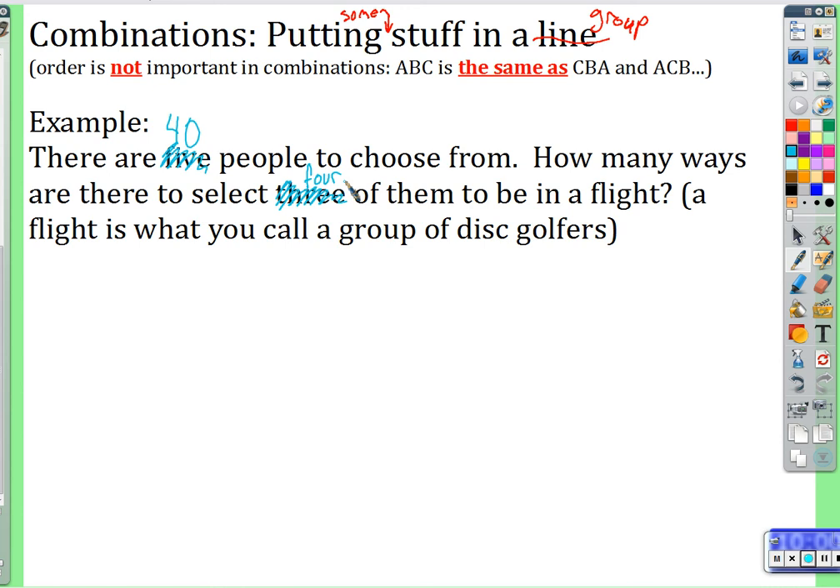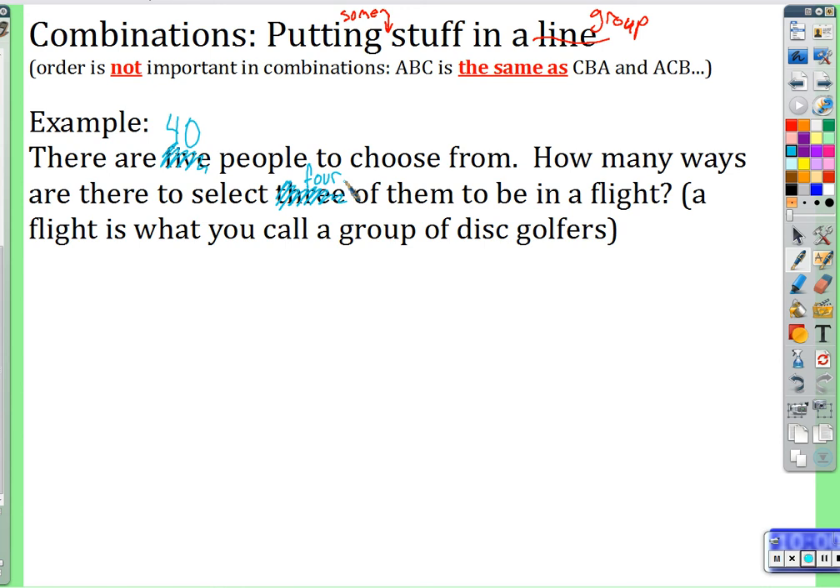So picture what's going on here. 40 people show up, and you're going to start picking from those 40. You're going to make a group of 4. Could be these 4 guys, or 2 from this group and 2 from the second group. Put them together, they're a new group. But the order is not important. That make sense? There's no first, second, third, fourth here.